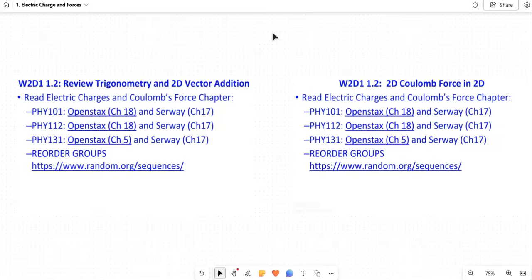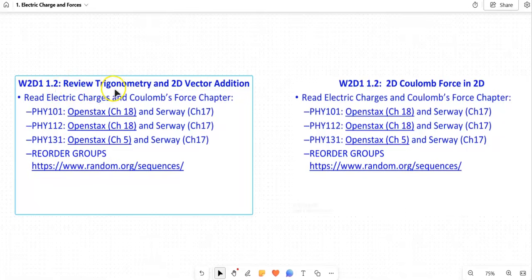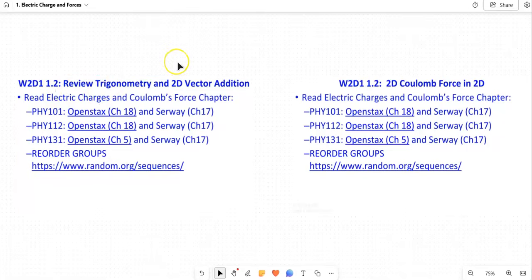So if you haven't done so, please do the reading. Now, before we start on 2D Coulomb forces, or creating 2D Coulomb force equations, please watch the two videos of 1.2 review in trigonometry and also 2D vector addition. Those two videos will help you out. It's going to make you much more successful in the course in general, and it's going to set you up for what we're going to do. So if you're watching this video now, stop and go watch those two videos and take notes and then come back. All right?